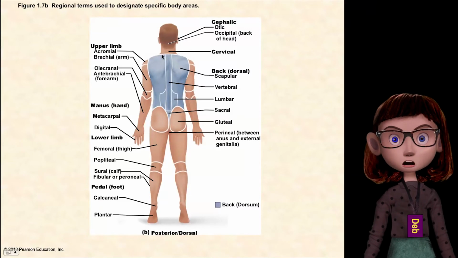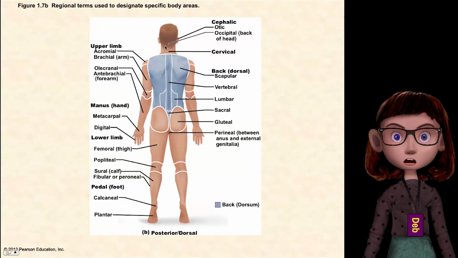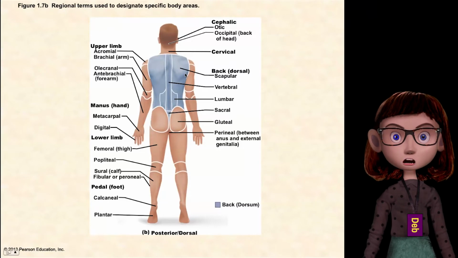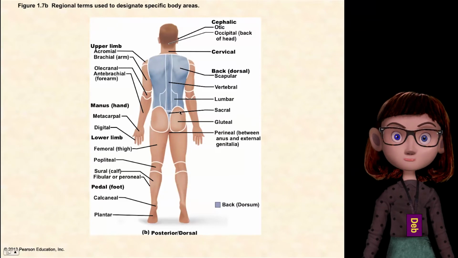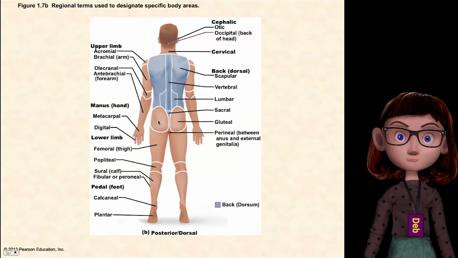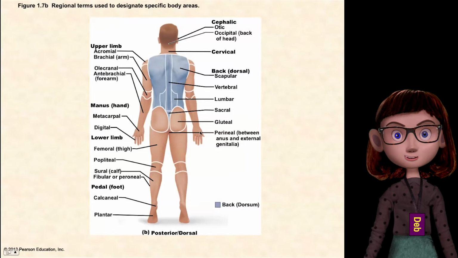Here we have cephalic, the head area. Otic is by the ear. Occipital is the back of the head. Cervical, the neck. The back is also called dorsal. You've got your scapular area, vertebral down the middle, lumbar right here, sacral right in the middle where the sacrum is, gluteal, and perineal between the anus and the external genitalia.